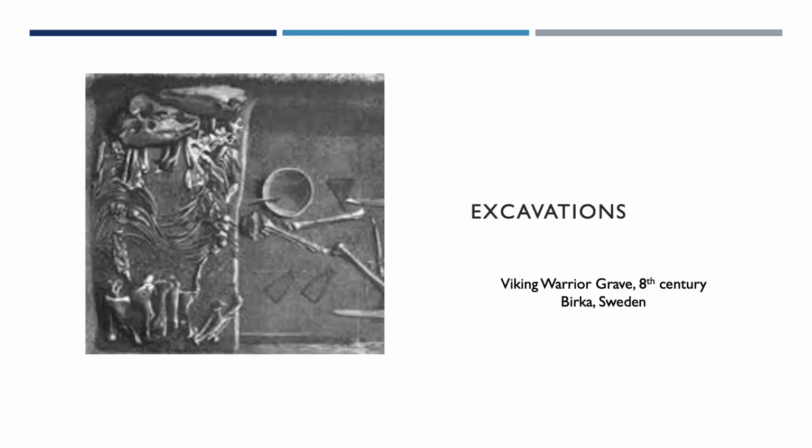This is another super interesting excavation. And again, it's, I think, a great example of how we're constantly learning. So this is a Viking warrior grave from Birka, Sweden, dating to about the 8th century. It's kind of hard to see what's in there, but there's a skeleton of a horse. There's a human skeleton. There are clearly implements that suggest that this person was a warrior. And this was discovered a long time ago, like 18th century, 19th century.